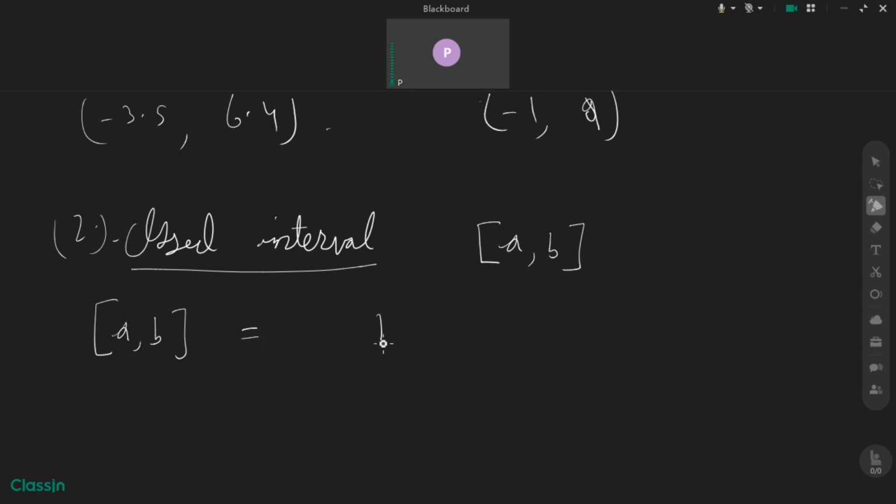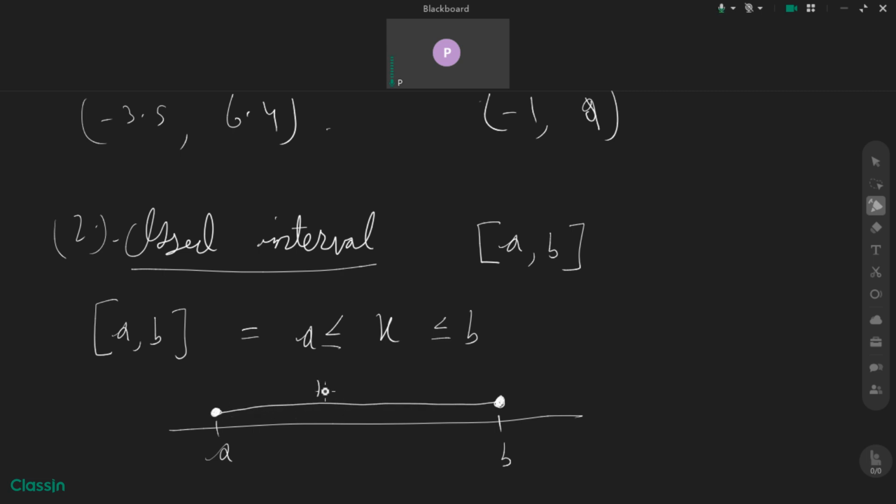It represents the set of all real numbers x such that x is greater than or equal to a and less than or equal to b. We take a and b both. If we show it graphically, let us say a is here and b is here. We use a closed circle here and a closed circle here, and then join them. So we get x greater than or equal to a and less than or equal to b.